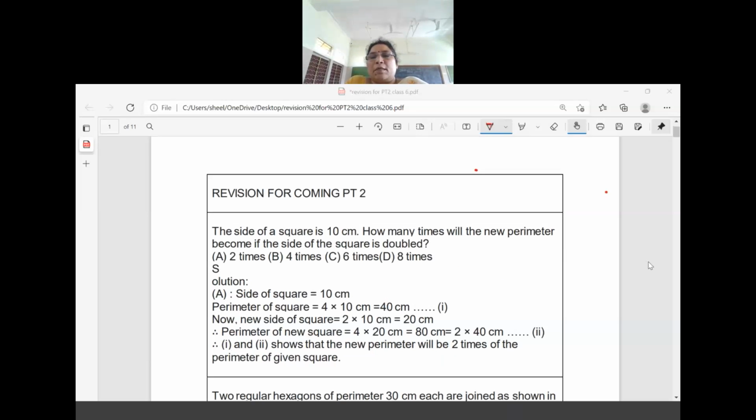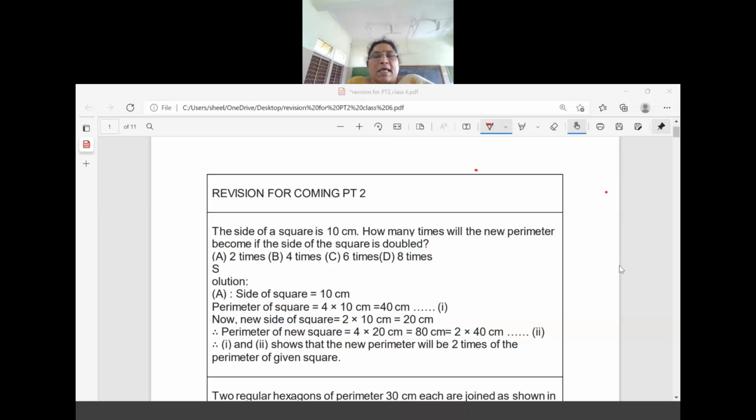I'm doing revision from the chapter perimeter and area. You have studied the perimeter of the rectangle, perimeter of the square, perimeter of the equilateral triangle, and in the same way hexagon, then pentagon, and similarly we have studied area also. These are the two concepts we have learned here. Now we are doing some examples. Some questions you may feel easy, some you may feel difficult, but you still have to practice all of them because this is just a practice session, right?